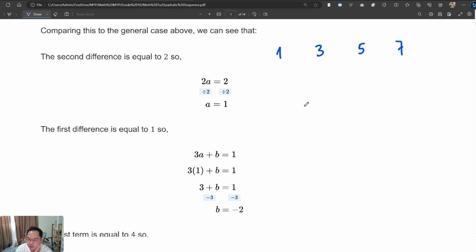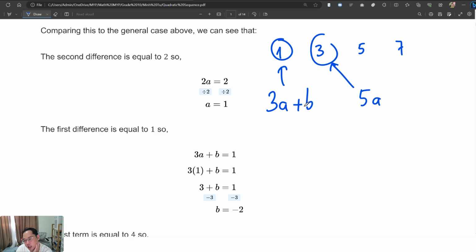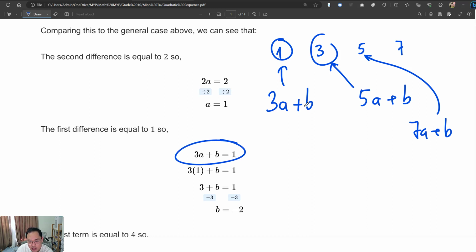Meaning the first difference, 1 here, is 3a plus b. And the second difference, 3, is 5a plus b. And similarly, the third difference here, 5, is actually 7a plus b. But we don't care about that, okay? The third term. We just need the first 2 terms here. So we have 3a plus b is the first difference, 1.